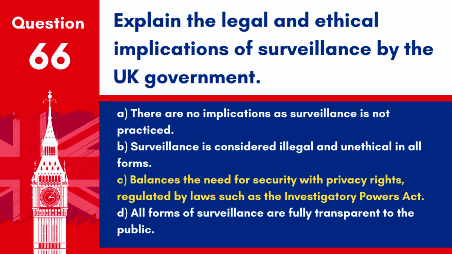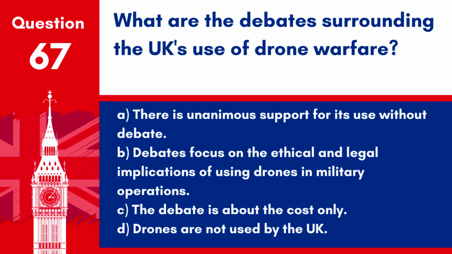Answer: C. Balances the need for security with privacy rights regulated by laws such as the Investigatory Powers Act. Surveillance by the UK government involves legal and ethical considerations that balance national security needs with individual privacy rights, regulated under specific laws.